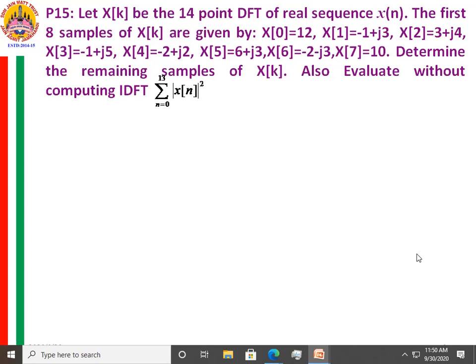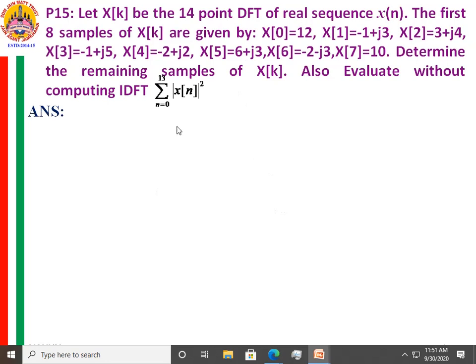Now based on this property, let us solve one example. This part of this problem is already solved, that is obtaining the 7 points of DFT coefficients. This we have already computed. The only part we have to find out is the energy of the time domain sequence when we have the DFT of the time domain sequence. So from this we have to evaluate summation n from 0 to 13 magnitude of xn square.